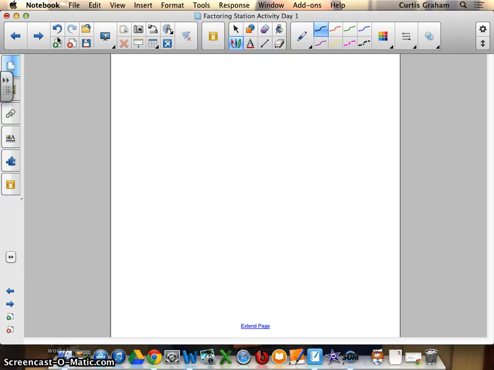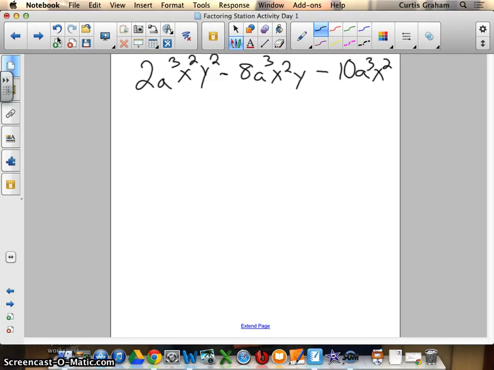Our second example, 2a cubed x squared y squared. Wow, that's a lot. But it's not going to be bad because there's a big GCF here. Okay, so I'm looking for what's in common in all of these. They're all divisible by 2. They all have an a cubed in them. They all have an x squared in them. And do they have a y in common? Nope. So there's my GCF.